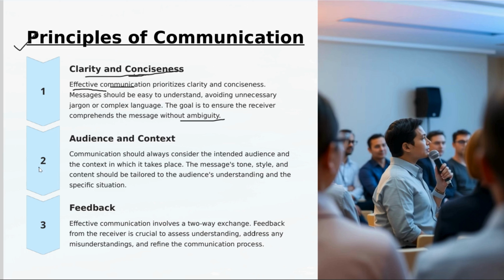Now, the second component we have is the audience and context. So what does it say here? It says that the communicator should always consider the intended audience. Like if I am telling you and I am your tutor, then you all are my intended audience, and I should always consider whether the information or the data that I want to communicate to you is perfectly understood by you or not. And the context or the scenario that we have is perfect or not for the transmission to be successful.